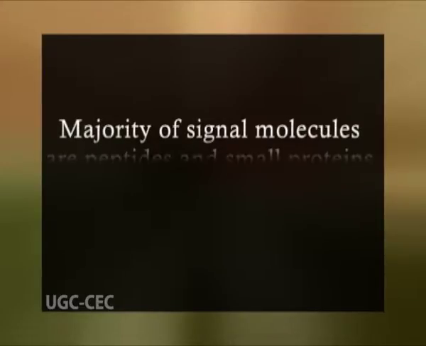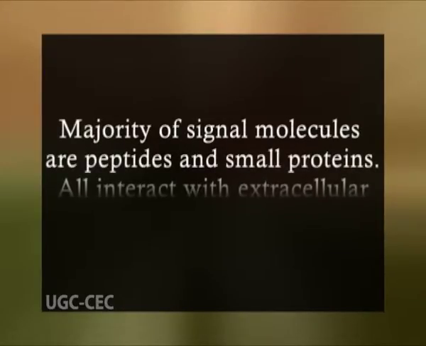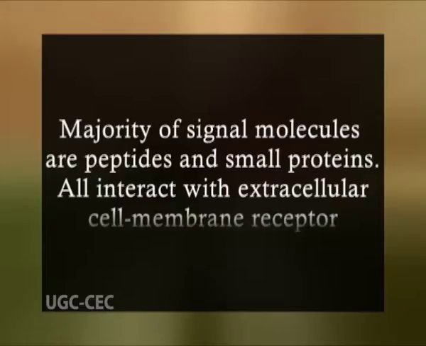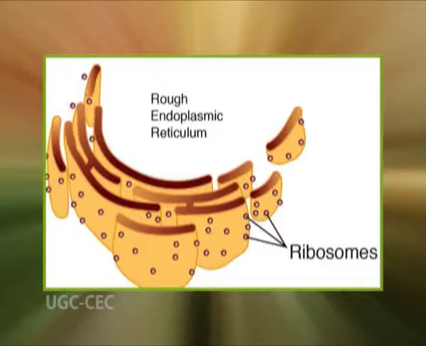The majority of the signaling molecules are peptides and small proteins. All interact with extracellular cell membrane receptor proteins. The peptides and proteins are synthesized as inactive large molecules called prepropeptides in the rough ER of the cell that release them. The final version of the propeptide is stored in the vesicle and released by exocytosis.